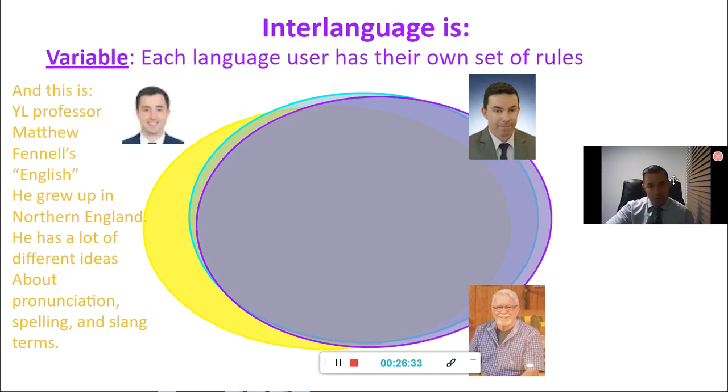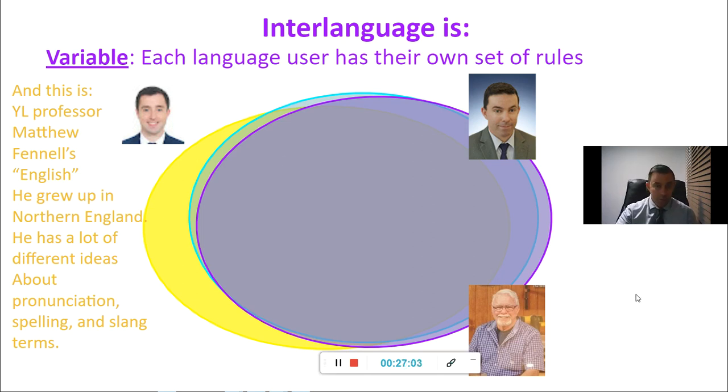Now, you take me and my father. Our circles are pretty close. And here comes Professor Matthew Fennell, who you know. That yellow circle is his English. As you know, he grew up in northern England, and he has a lot of different ideas about things like pronunciation and spelling and slang terms, intonation, you name it.